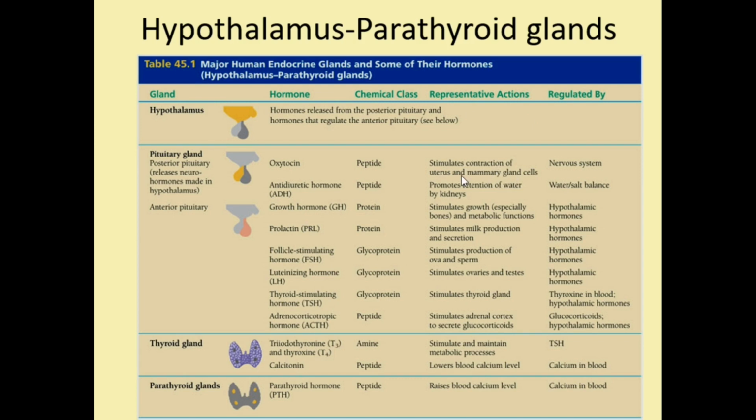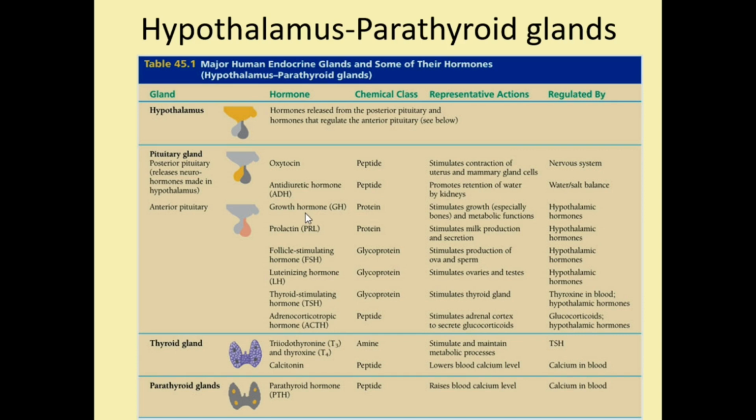Stimulates contraction of uterus and mammary gland cells. What we also know is that it has a role to play in developing bonds between individuals, so between parent and child, but also between partners. So when you're forming a relationship, oxytocin is produced and appears to have a role in strengthening bonds. We have antidiuretic hormone that promotes the retention of water within the kidneys.